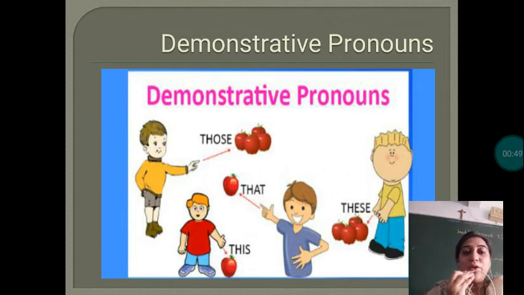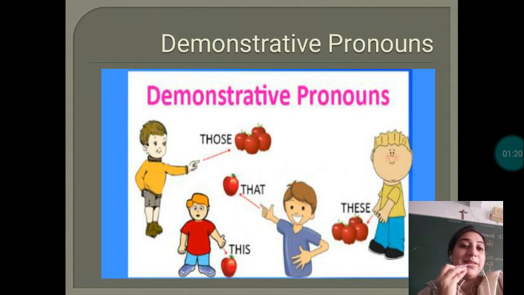When you are pointing out things far from the place, you use those for many. If it's far and singular in number, we use that. If the things are plural, many, and near to you, we use these. And if it's near to you and only one in number, we use this. I hope you are clear with the image.